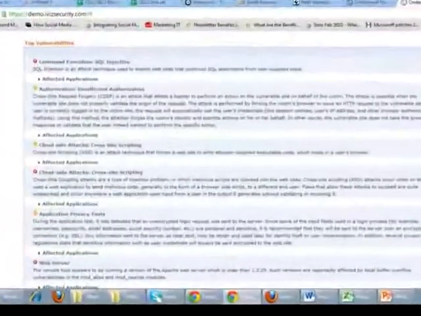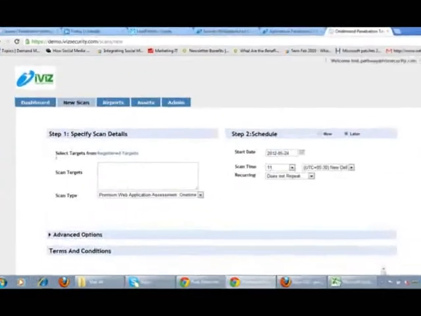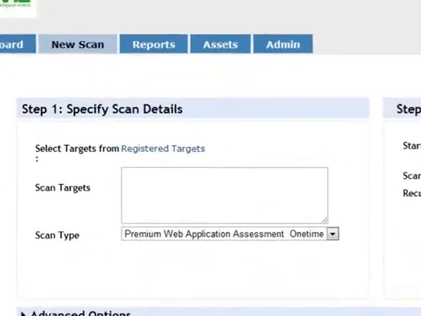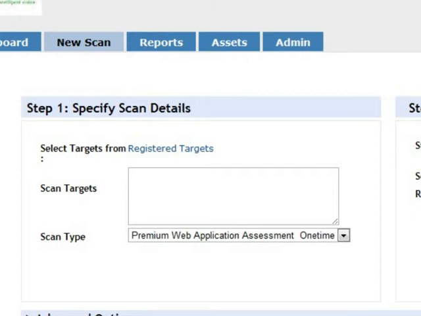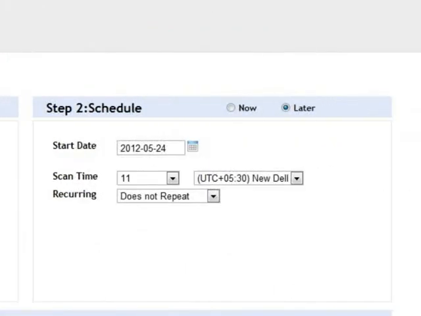We have here a high-level overview of the top vulnerabilities of their applications. In this next section, I can launch a new scan. It's very easy. I can type in the URL, the highest level one that I want to test from. Next step is the ability to schedule the test. Again, it's very easy to put in a scan window.